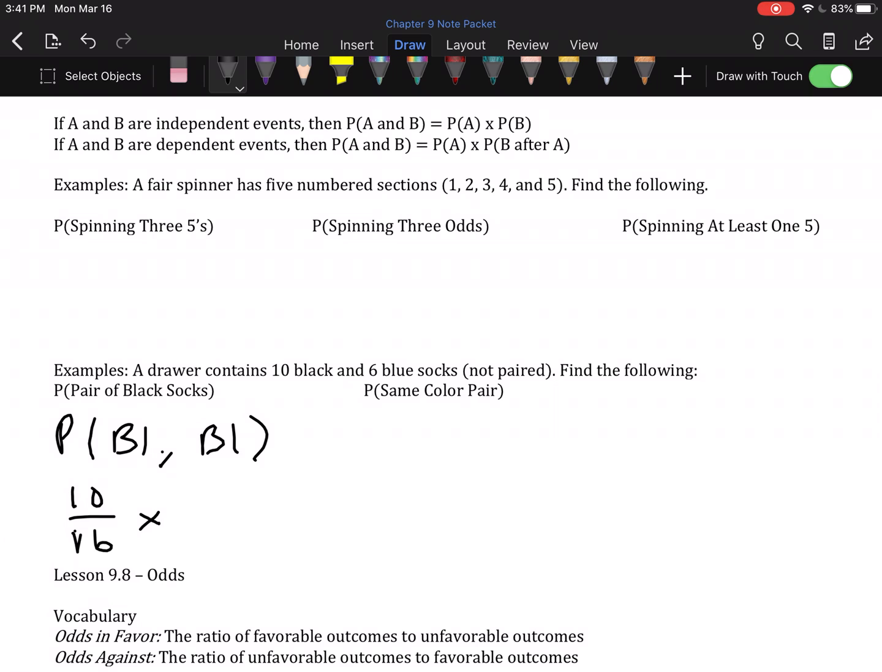But the probability of drawing another black sock is not 10 over 16. It changes now, because there are only 9 black socks and 15 socks total. So we have 10 sixteenths times 9 fifteenths. Is there simplifying that we can do here? Absolutely. I see 10 and 15, so I'm going to make that 2 and 3. I see 3 and 9, so we're going to make that 3 and 1. And 2 and 16 become 1 and 8. So we will multiply straight across, and we'll have our probability. 1 times 3 is 3. 8 times 1 is 8.